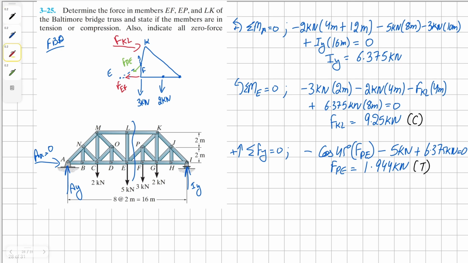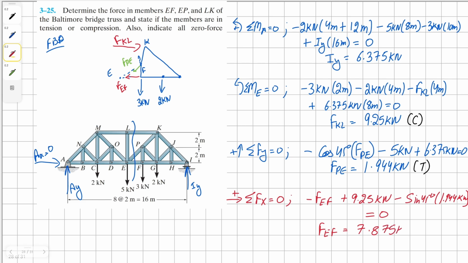Now we can sum the forces in x direction. When we sum the forces in x direction, we're going to have force EF, which is in negative direction, positive KL, and horizontal component of force EP or PE, which is negative, all equals to 0. Solving for EF, we get our solution as 7.875 kilonewton. And because our solution is positive, this means we assumed our vector direction to be in the correct direction.